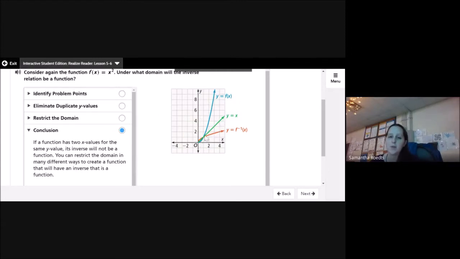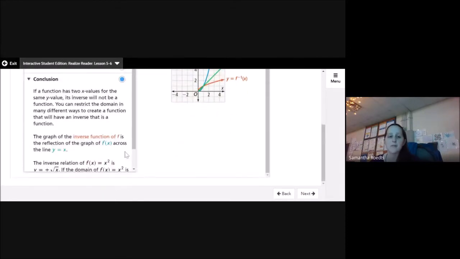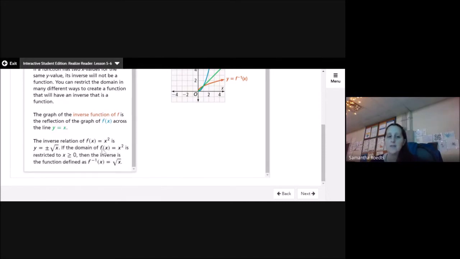Here's my reflection point. When I reflect it, y is the inverse. Remember the square, it's the square root function, so we're only using the positive values. The graph of the inverse function of f is a reflection of the graph of f of x across the line y equals x. The inverse relation of f of x equals x squared is y equals plus or minus the square root of x. If the domain of f of x equals x squared is restricted to x greater than or equal to 0, then the inverse is the function defined as f to the -1 of x equals the square root of x.